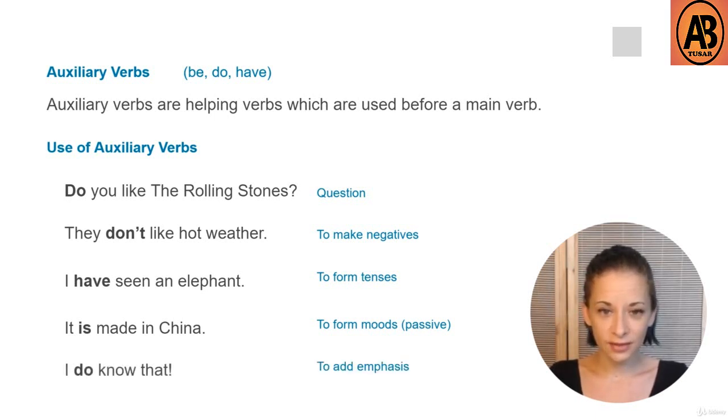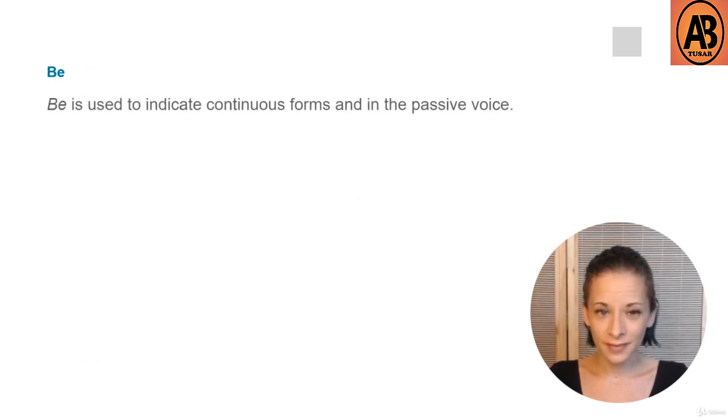And we also use auxiliary verbs to add emphasis. Here, do. I do know that, rather than I know that. Let's have a look at the verb to be. Be is used to indicate continuous forms and in the passive voice.